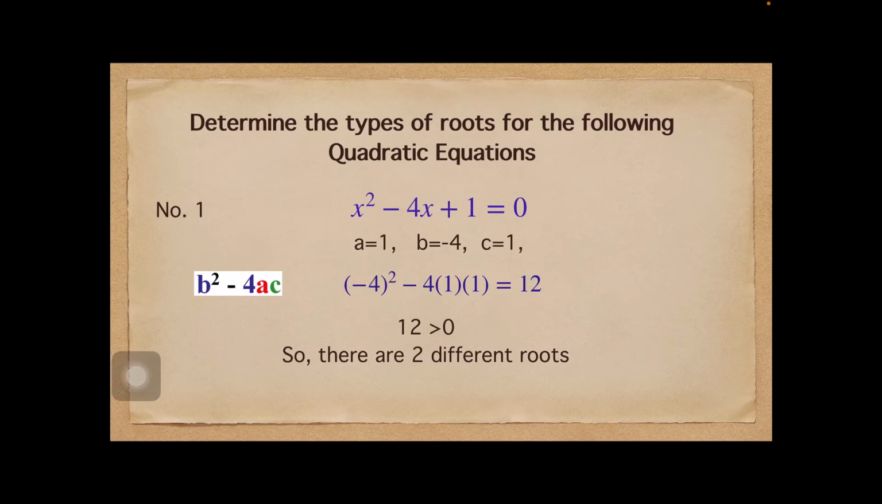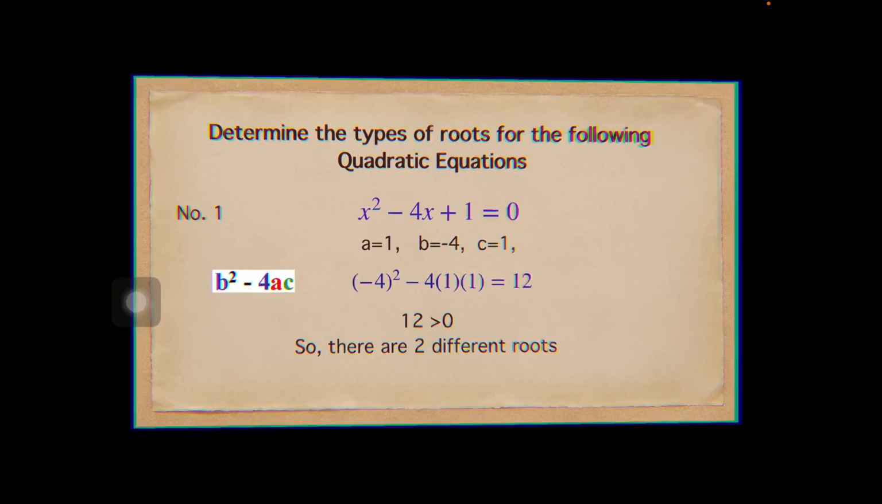Now bear in mind, you must not get confused, because in this session we want to determine how many roots. And we don't know what the roots are unless we do the factorization, or use the formula, or use completing the square. So in this case we don't do that, because we just want to know how many roots there are in this quadratic equation. Now let's see example number 2.